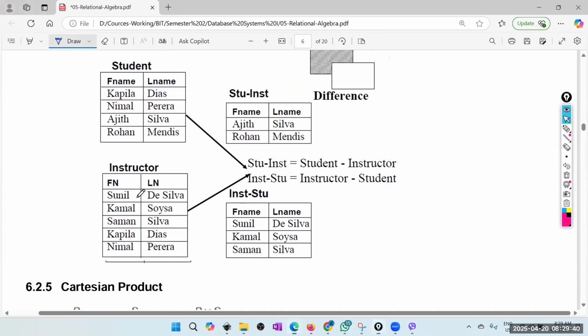So Sunil De Silva, not here. So Sunil De Silva must be here. Kamal Soisa, not here. Kamal Soisa is here. Saman Silva, not here. It must be in the output. Then Kapila Das is here. Nimal Pera is here. So therefore not in the output. So that is called set difference.